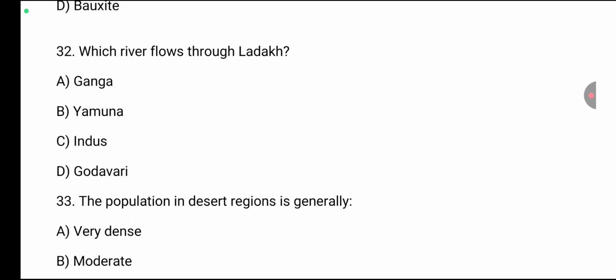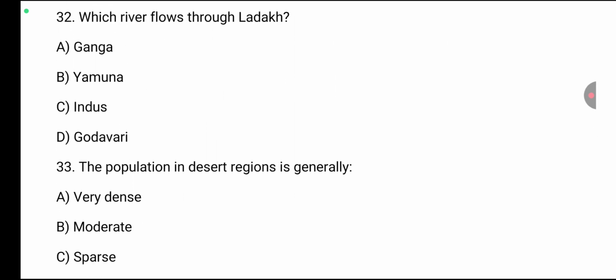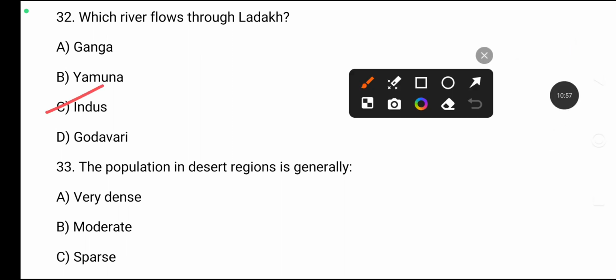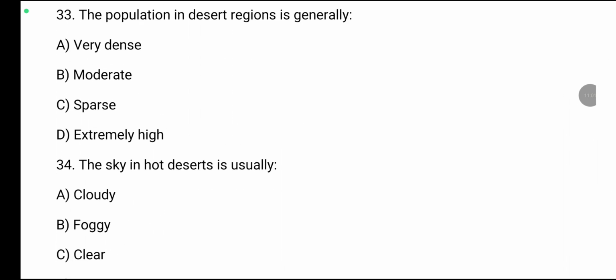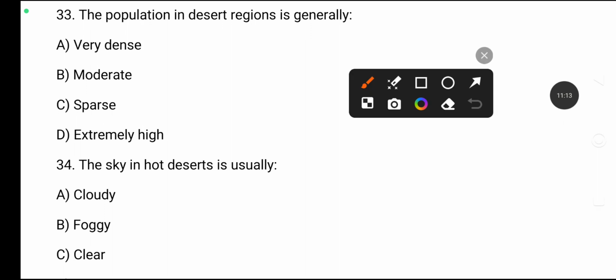Okay. Which river flows through Ladakh? Ganga, Yamuna, Indus, Godavari. Answer will be C. Indus. Okay. Now moving on to question number 33. The population in desert regions is generally very dense, moderate, fairly, extremely high. It is fairly.